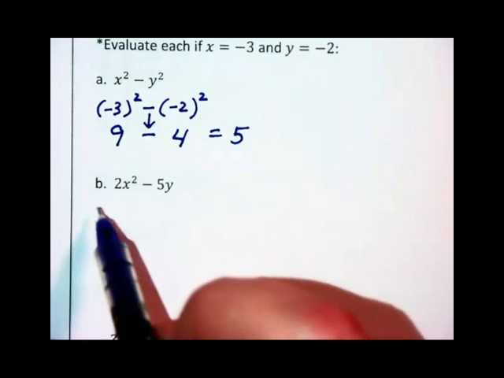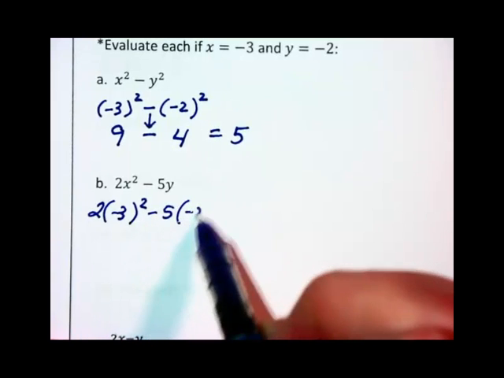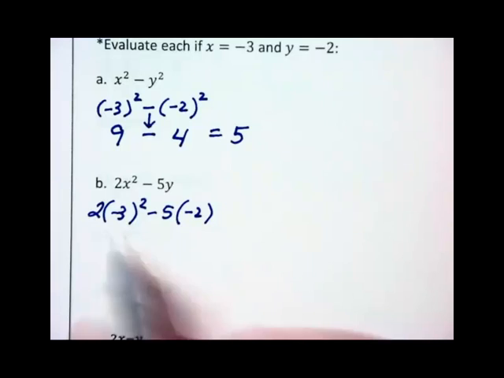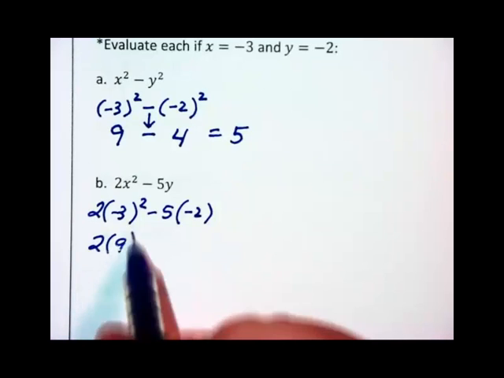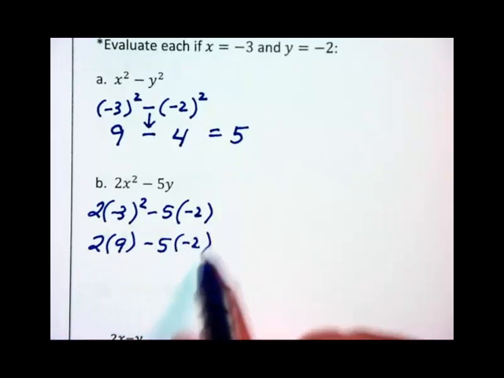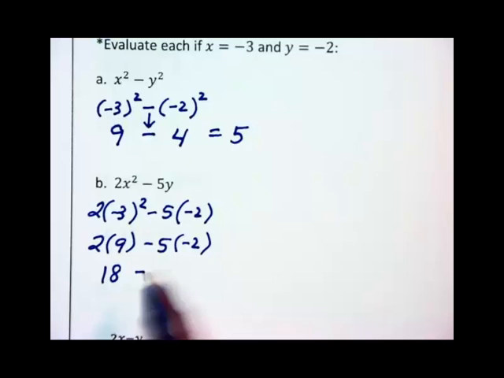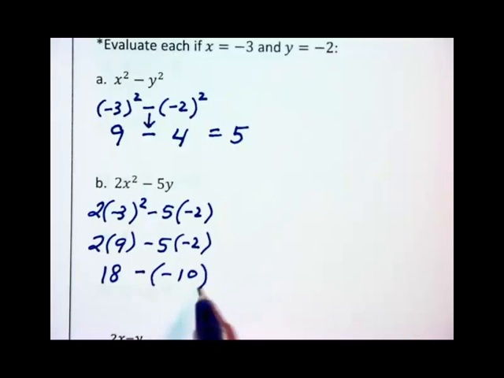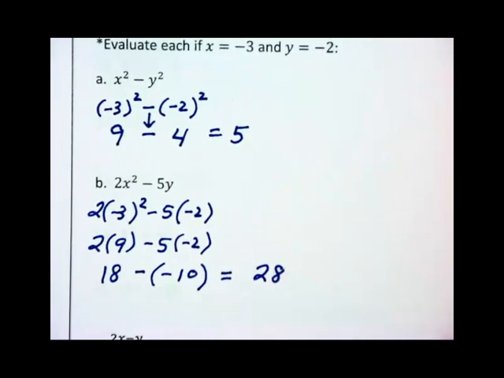Here we go. 2 times negative 3 getting squared minus 5 times negative 2 being substituted in for y. Order of operations says that the squaring goes first, so we're going to have 2 times 9 minus the 5 times negative 2. Then we're going to have 2 times 9, that's 18. Skip over the subtraction, do the multiplication, 5 times negative 2, which makes negative 10. And then whenever you have two negatives next to each other, minusing a negative becomes 18 plus 10 in this case, making 28.